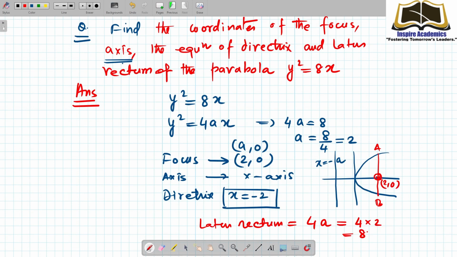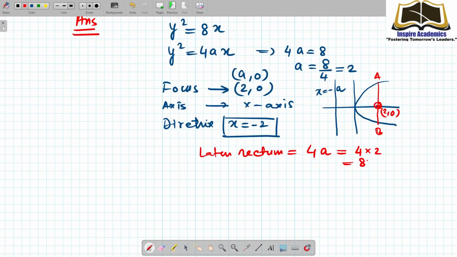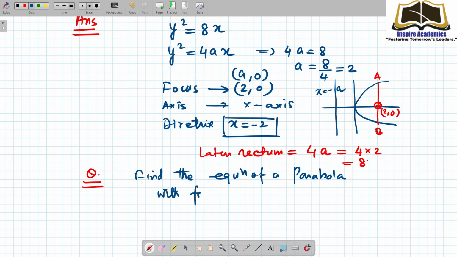So hopefully you must have understood the application part of it. Let's try to do one more question. Question is find the equation of a parabola with focus 2,0 and directrix x is equal to -2.